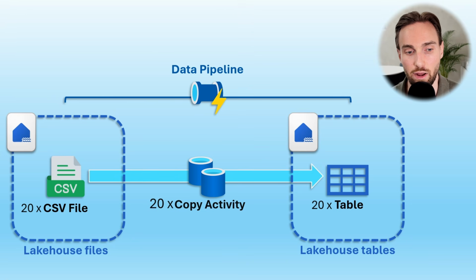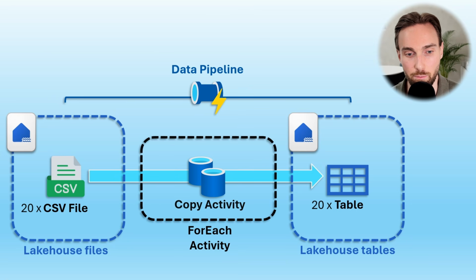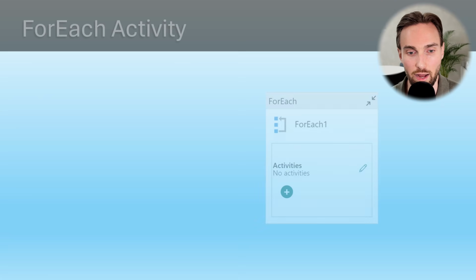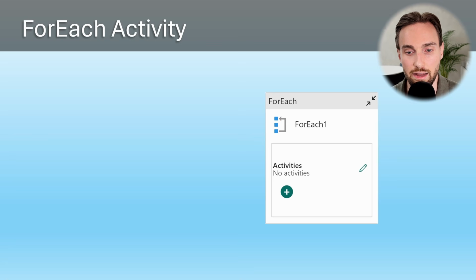This is the stage when the for each activity steps into the picture, since we can just wrap the copy data activity in a for each activity and then iterate over it 20 times, thus reducing the number of activities from 20 to just 2. Now let's take a closer look at how the for each activity works, and here we can see how the for each activity looks in the data pipeline UI.